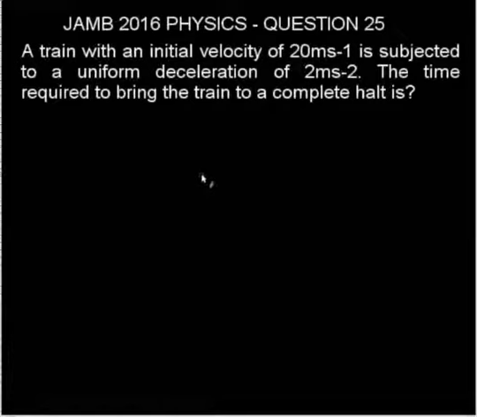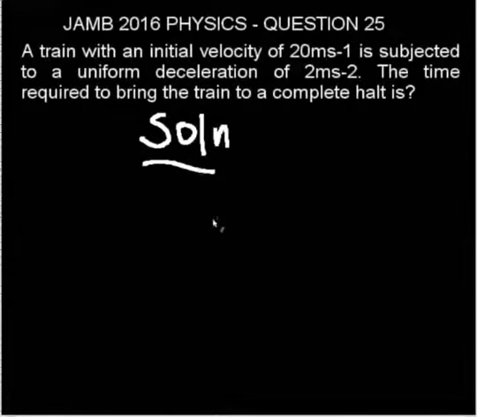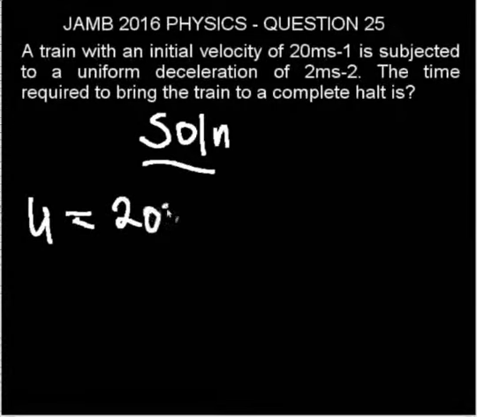This question is a question on motion. So we are going to apply one of the equations of motion to enable us to solve this question. So in this question we are going to write also the parameters that have been given to us. So we have our initial velocity u given as 20 meters per second. We have our deceleration as 2 meters per second squared.